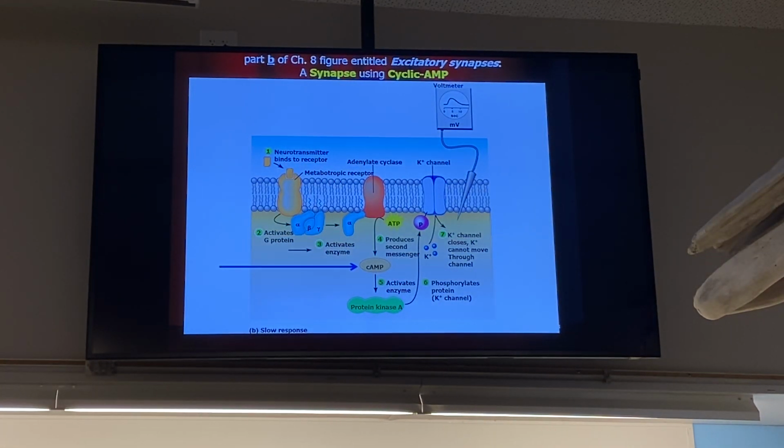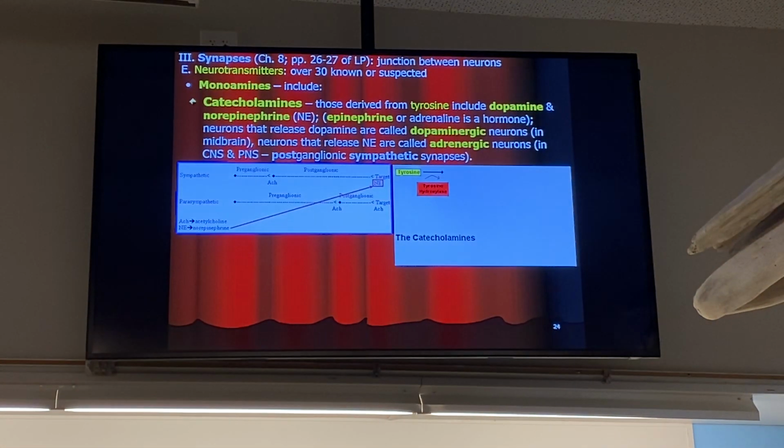All right, remember a long time ago we talked about cyclic AMP? Yes. Cyclic AMP is relevant here. These neurotransmitters actually don't enter the cell, they bind to receptors, and they cause the cells to change by cyclic AMP. Catecholamines, they are not serotonin, they are different. Serotonin comes from tryptophan, these come from tyrosine. There's a whole bunch of them.